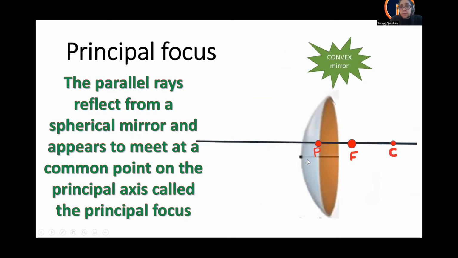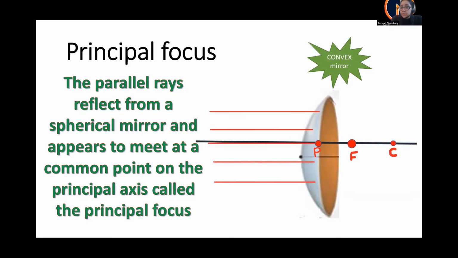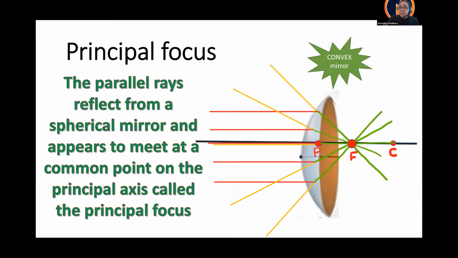Now coming to the convex mirror. What happens to a convex mirror? The parallel rays reflect from the spherical mirror and appear to meet. So they don't actually meet, but they appear to meet. Let's see what happens. For example, the parallel rays strike the surface of the convex mirror and they reflect back. They're divergent in nature. But they appear to meet at a particular point behind the mirror, and we call it the focus. This happens for a convex mirror.